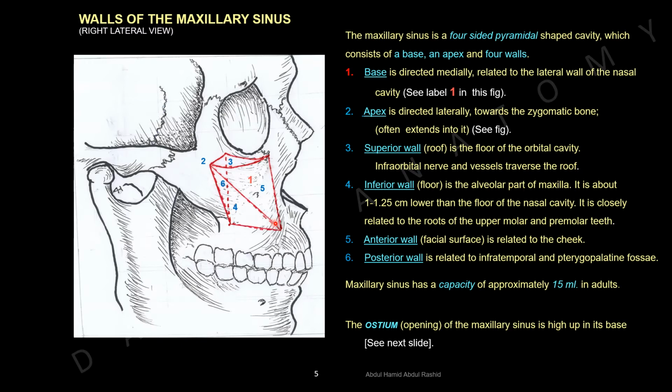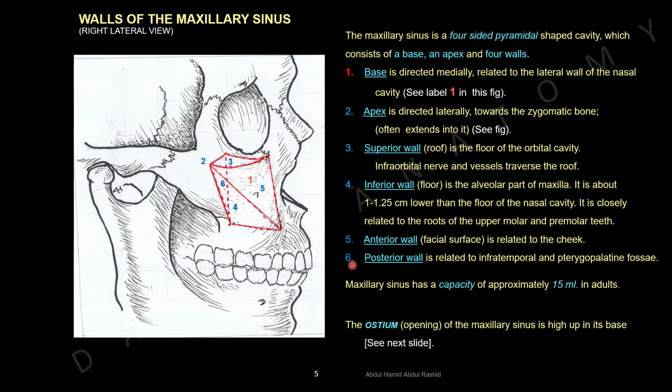It is the alveolar part of the maxilla. It is about 1 to 1.25 centimeter lower than the floor of the nasal cavity. It is closely related to the roots of the upper molar and premolar teeth. Next is anterior wall. It is the facial surface related to the cheek.